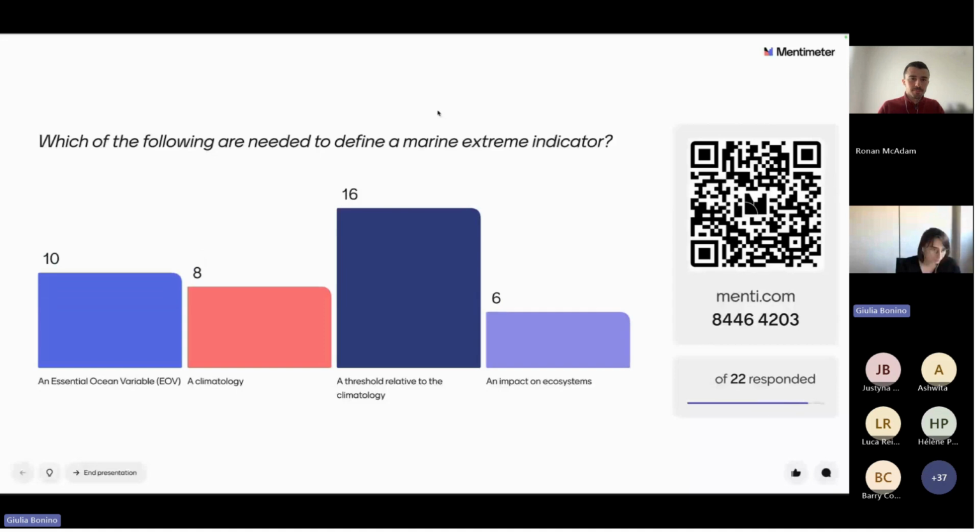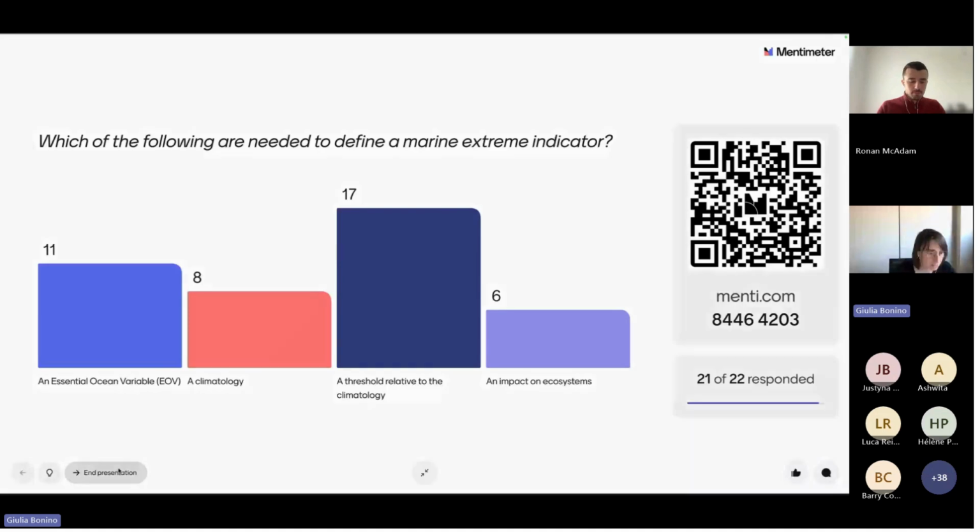The responses were an essential ocean variable, a climatology, a threshold relative to climatology, and an impact on ecosystems. I would say that everybody gave the right response. Indeed, the only one that we don't actually need to properly define an extreme is an impact on ecosystems. This is a consequence. This is not what we need to define it.